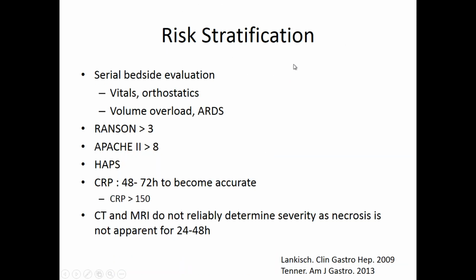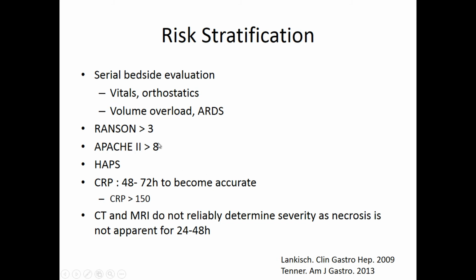So how do we assess this? We can use a different risk stratification tool. Serial bedside evaluations are helpful, where you measure vital signs and look at orthostatic vital signs, fluid overload, ARDS. The Ranson score above 3 can also be used. The problem with that is it takes 2 days to establish, so it is not as useful at the time of the initial presentation.